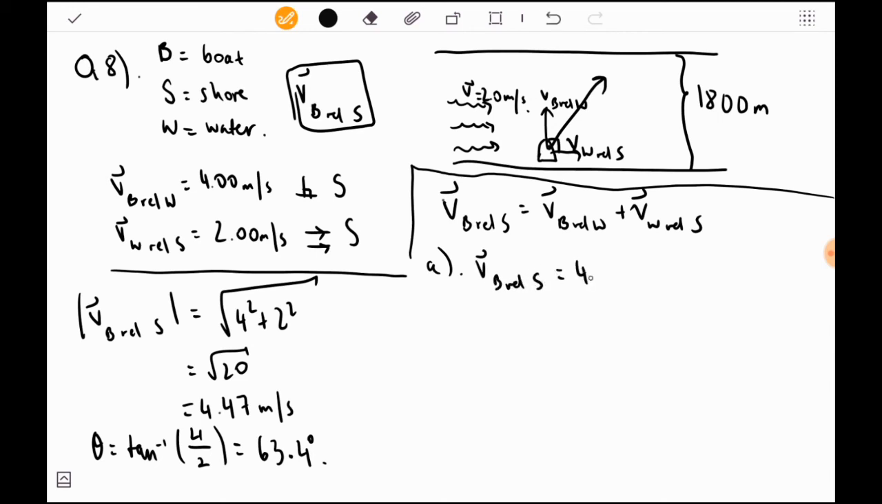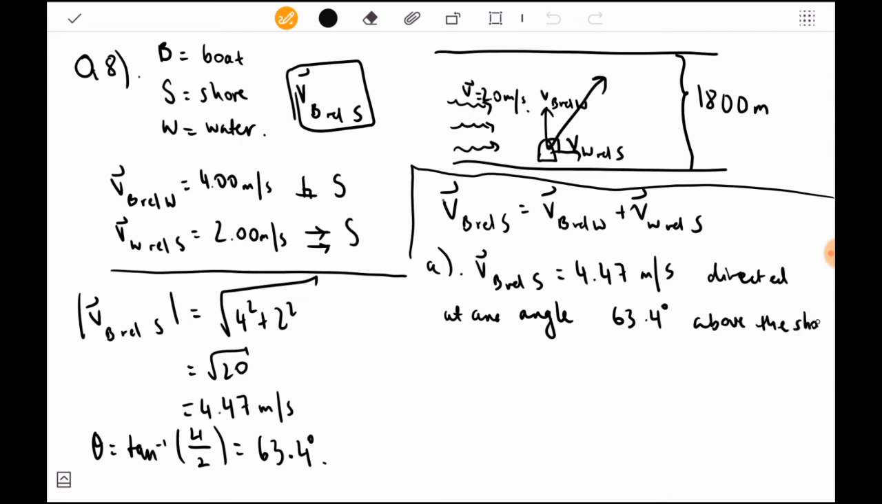So for question A, we can answer, well, velocity of the boat relative to the shore, it's traveling at 4.47 meters per second, directed at an angle 63.4 degrees above the shore. There we go.